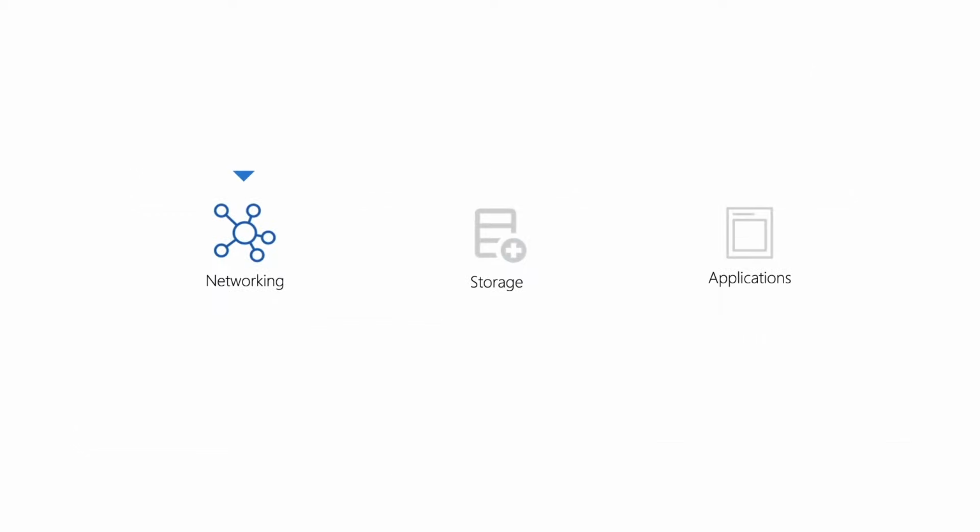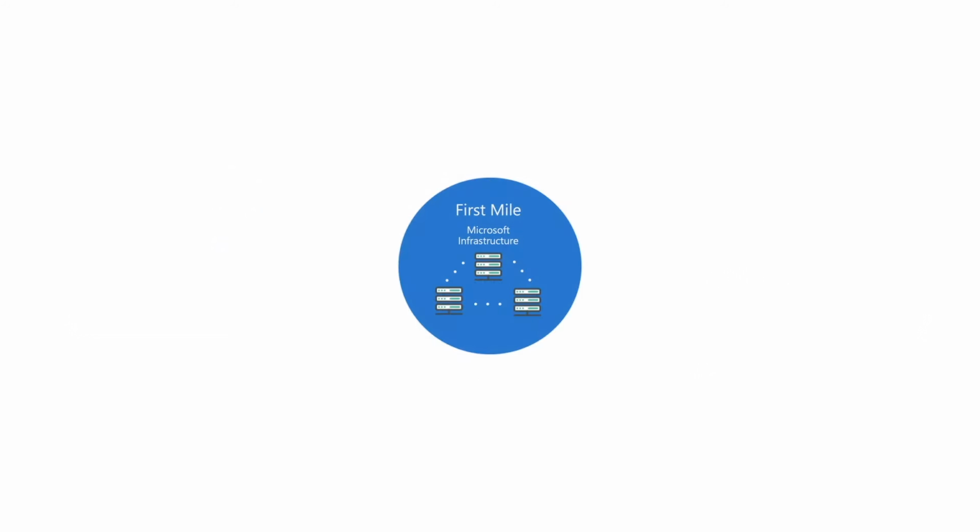Let's start off with networking first. When we think about networking, our belief is that we need to make sure the networking is great all the way from the end user's machine through to our servers on the back end. And to do this, we actually segment the network into three broad areas, starting with the first mile. You can think about the first mile as the data centers, servers, and networking infrastructure Microsoft deploys and operates globally. This is the network segment where we have the most control over and influence over.